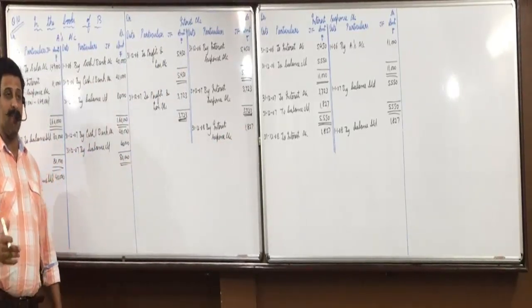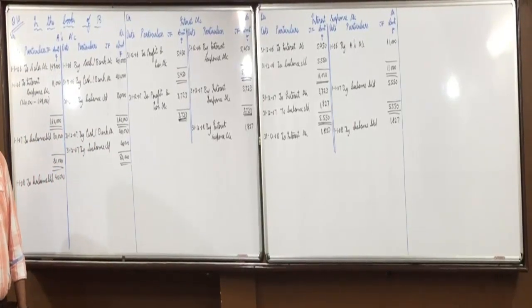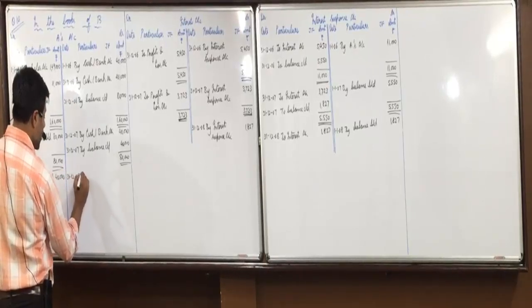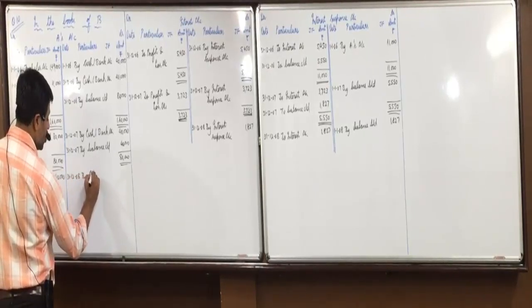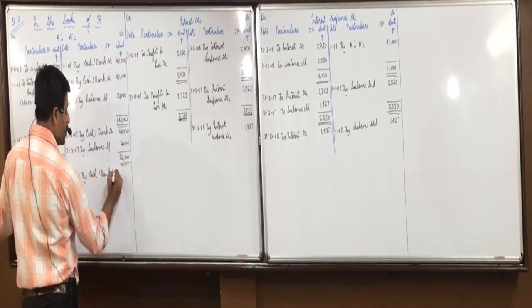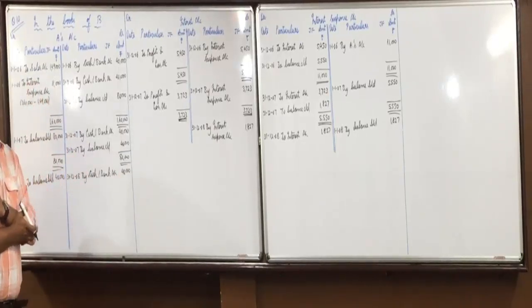So the only difference is that instead of buyer to interest in this method, we have to do interest suspense to interest. Next, after interest, installment. Yes, cash and bank to A. So A's account credit side 31/12/08 by cash or bank account 40,000. Are you all clear with this?